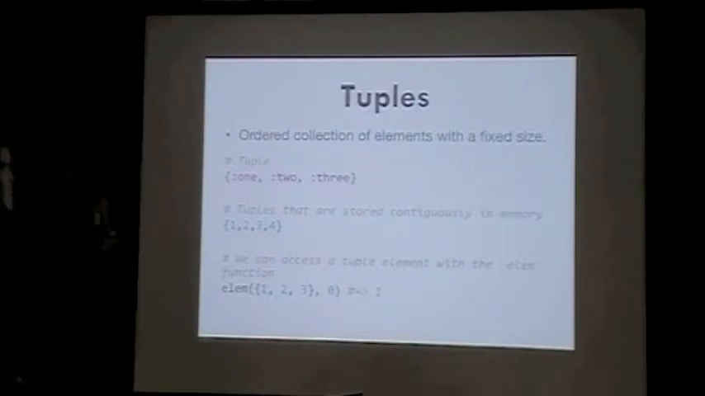Tuples are ordered collections of elements with a fixed size. They're usually used when you know you have a fixed number of things. So in this case, we have a tuple of 3 items, three atoms with the names of numbers. And here we have a tuple that contains 4 items, 4 integers, I should say. And you can't really easily add or take away items from a tuple. They're for storing set amounts of things.